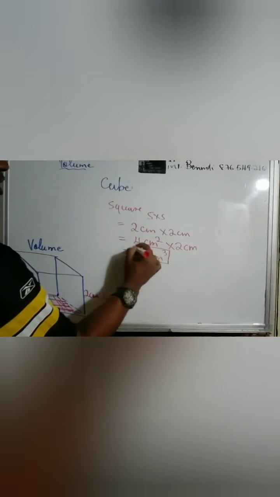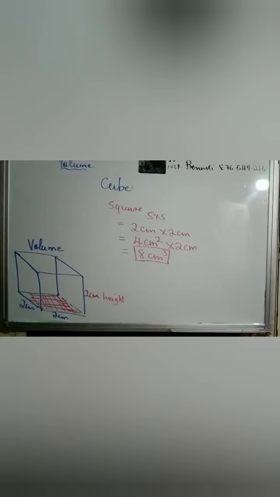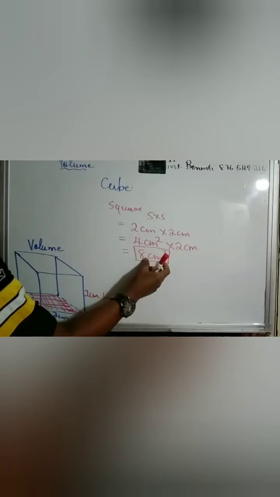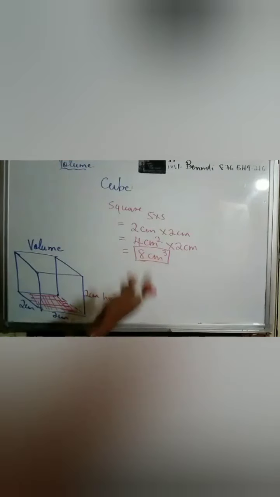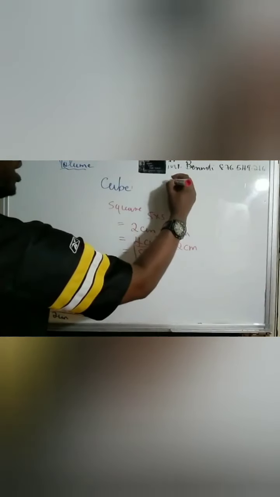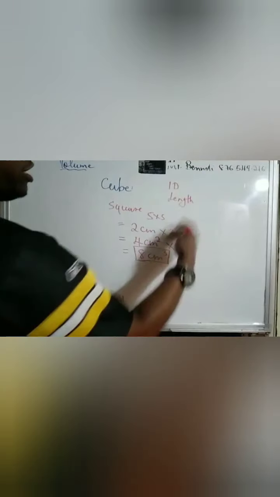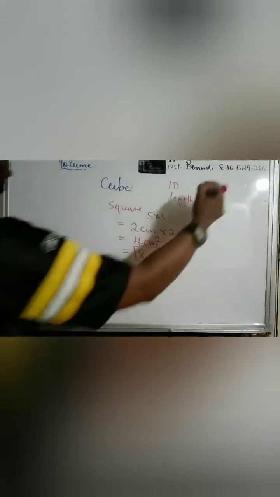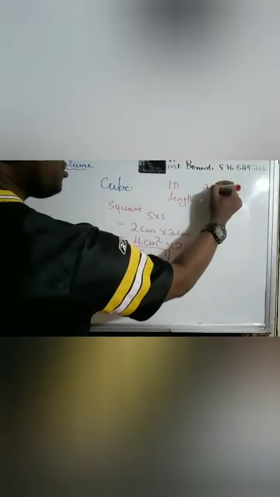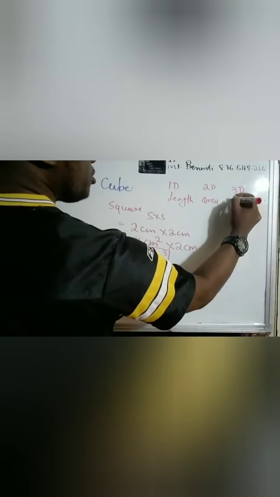Guys, unless you put the cube, it's incorrect. If you had 8 centimeters, it's incorrect, because what you are suggesting is that it is 1-dimensional, and that would be length. 1D, that is length, when you find perimeter and so forth. 2D, that's area. And 3D is 3-dimensional.